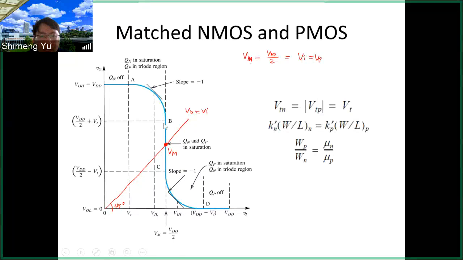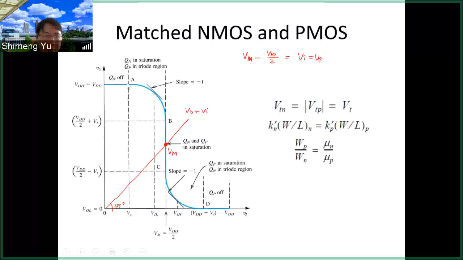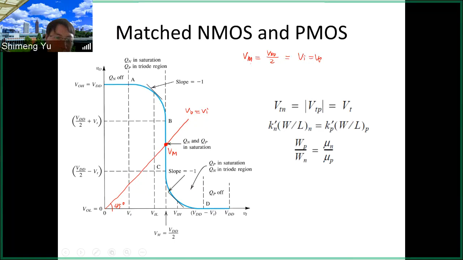So to make this match, we have to make sure they are mirrored. So for example, here this segment A and the segment D to the VDD, they should be the same. So segment A and segment D, so this point and this point basically are determined by the threshold voltage of the NMOS and PMOS. So the first criterion is the threshold voltage for the NMOS and PMOS should be the same. Of course, for the PMOS, we take the absolute value. So we have this first criterion here.